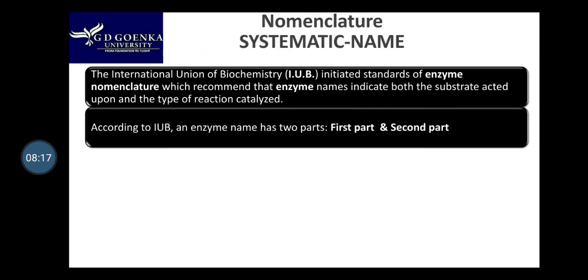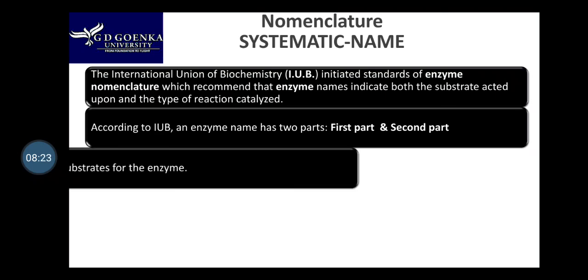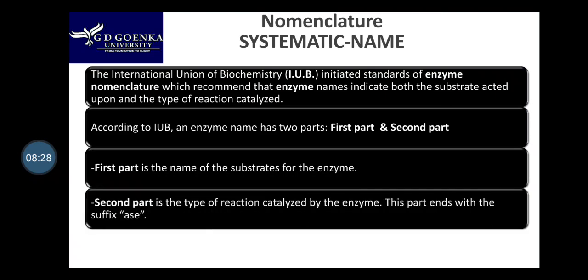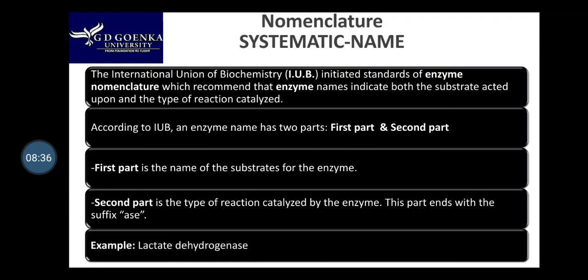According to IUB, that is International Union of Biochemistry, an enzyme name has two parts. The first part is the name of the substrate for the enzyme, and the second part is the type of reaction catalyzed by the enzyme. This part ends with the suffix ASE. For example, lactate dehydrogenase. Lactate is the first part, which means the substrate for the enzyme, and the second part is dehydrogenase, which indicates the type of reaction catalyzed, like a dehydrogenation or oxidation reaction. And you can see the suffix ASE at the end of the enzyme name.